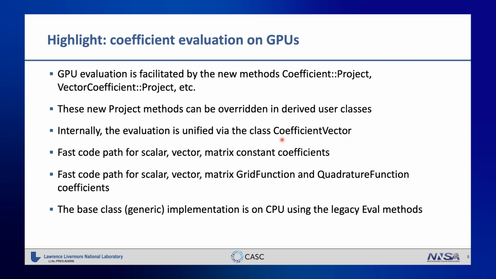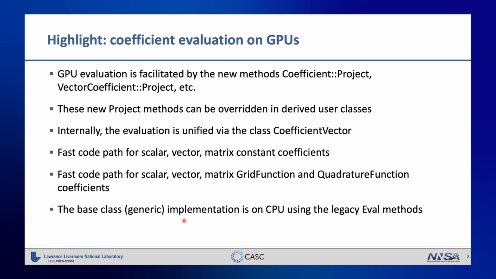And we also use this class as a storage, but also to give us the ability to provide fast evaluations for scalar coefficients, for example. There is no need to evaluate them everywhere. It's a very natural, simple optimization. And then we also have code paths for grid function coefficients and quadrature function coefficients. So those can also be evaluated on GPU if configured.